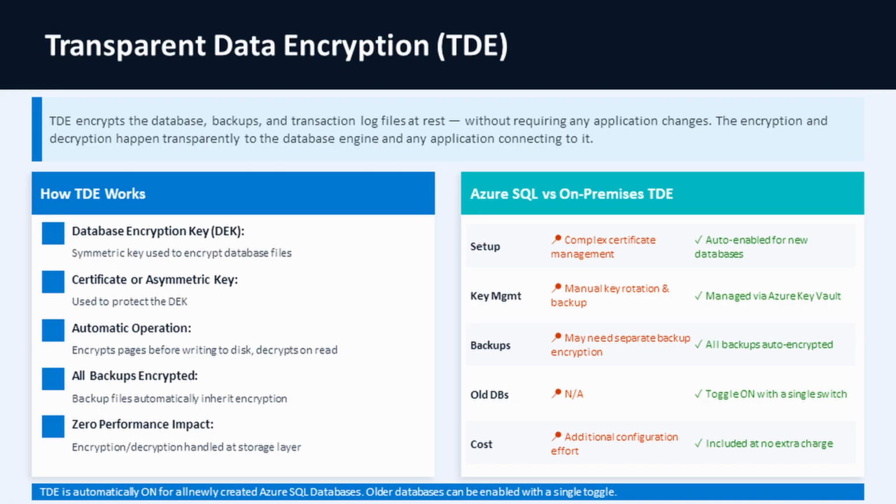On Azure SQL Database, TDE is enabled automatically for all newly created databases. It is simply on by default. For older databases that were created before this became the default, you can enable it by toggling a single switch in the Azure portal. Nothing more complicated than that. And because Azure manages the key infrastructure, you do not need to worry about manually backing up certificates. All backup files created by Azure SQL automatically inherit the encryption of the source database, so your backups are always protected.